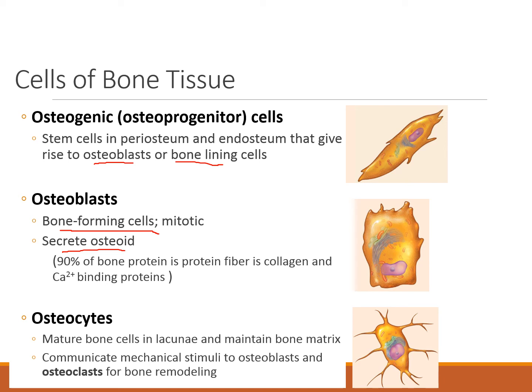When osteoblasts become surrounded by enough bone matrix, they mature to become osteocytes. So osteocytes are mature bone cells. They're located in the lacunae, and their job is not to secrete lots and lots of bone matrix, but rather to maintain the bone matrix. They communicate mechanical stimuli to osteoblasts to stimulate bone building and to osteoclasts, which break down bone. The process of making bone and breaking down bone is called bone remodeling.